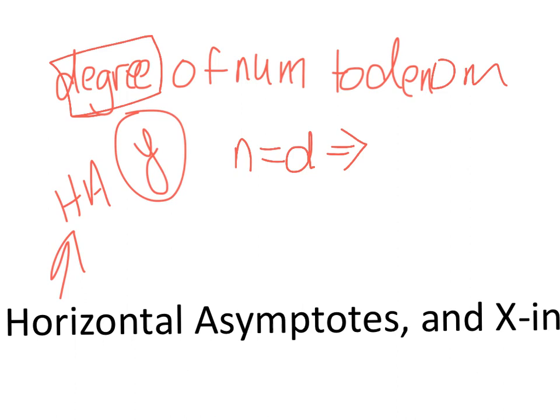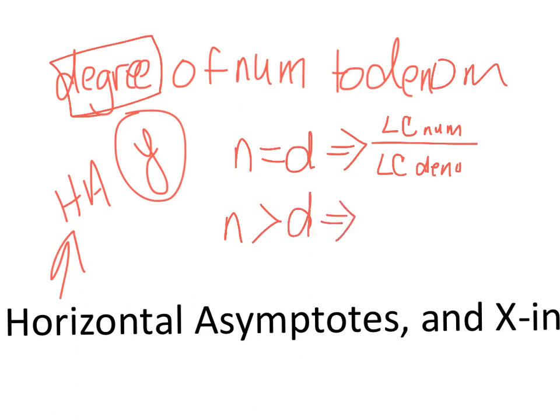Look at your little cheat sheet. You're supposed to do the leading coefficient. You're going to write the leading coefficient of the numerator over the leading coefficient of the denominator and simplify. Y equals. When the numerator degree is greater than the denominator, what happens? When the numerator exponent is bigger than the denominator exponent. Everybody look at your cheat sheet. What does it say? None. So you write none or no horizontal asymptote.